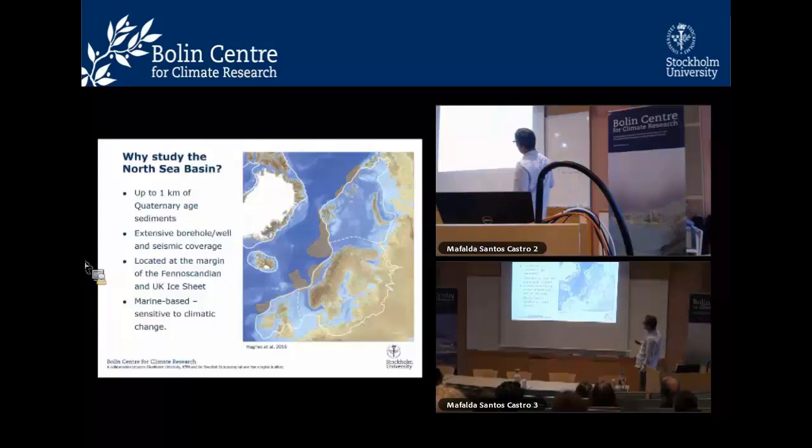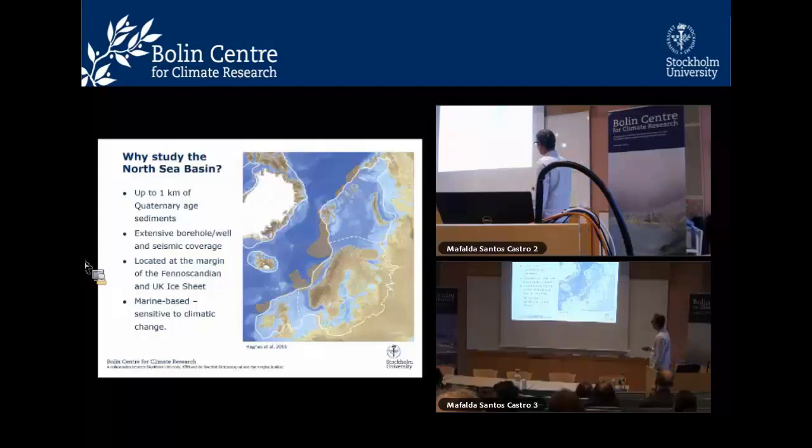Here you see a reconstruction of the last large ice sheet which covered much of northwestern Europe. And you can see the North Sea Basin is the area where you had the coalescing of the British and Scandinavian ice sheets. This part of the ice sheet was what we call a marine-based ice sheet, so an ice sheet that is grounded below sea level. This is something we're very interested in today because we're very worried about what's going to happen with the West Antarctic ice sheet, for example, which is also a marine-based ice sheet.